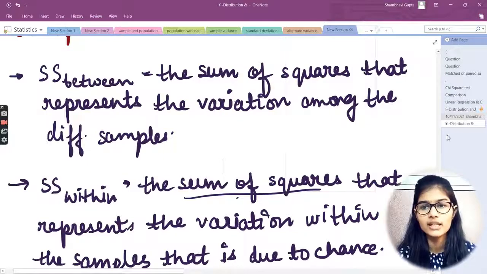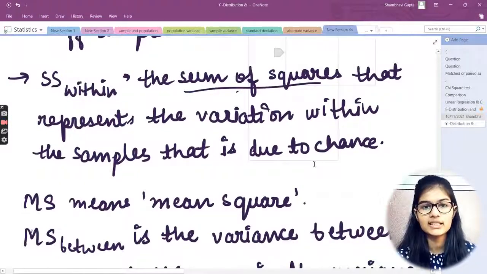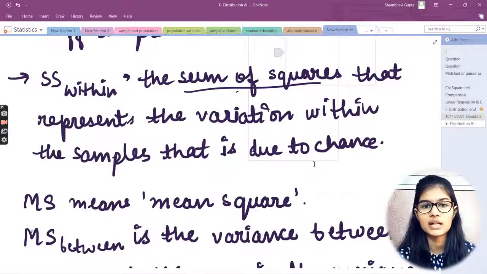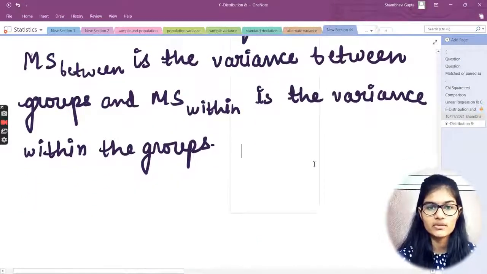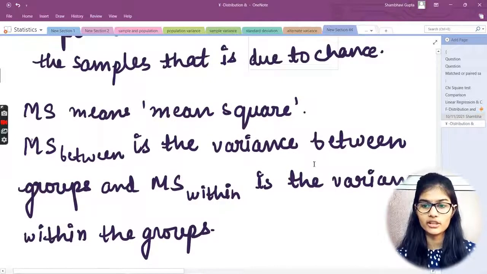When I talk about the between, and when I talk about the within, what about the within? So SS within is the sum of squares that represents the variation within the samples that is due to chance. What is the meaning of MS right here? MS means the mean square. Okay, what is the meaning of MS? MS means the mean square.